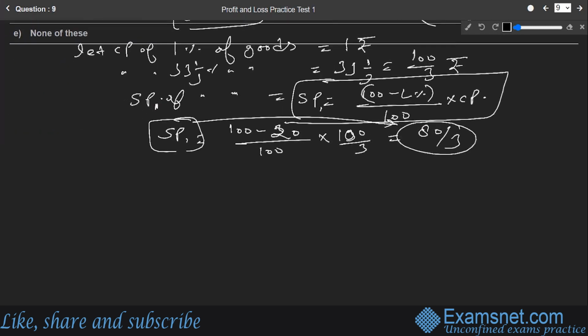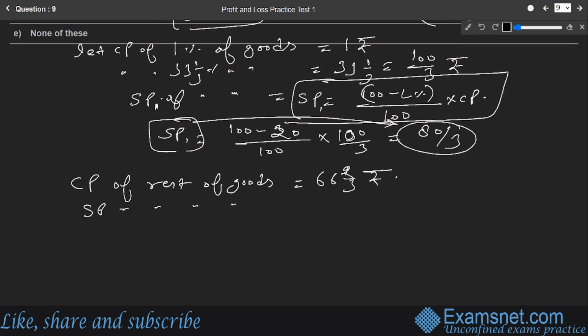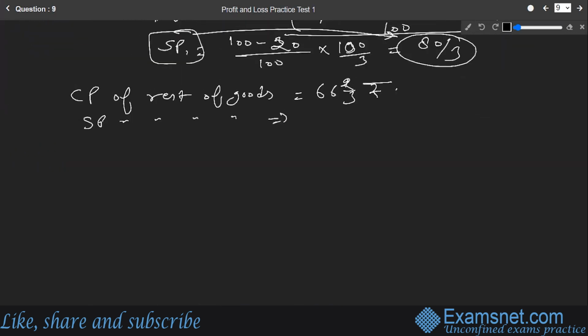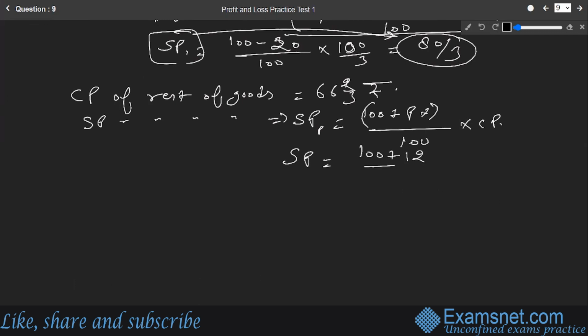Let us go further. Now, what is the cost price of the rest of the goods? See, 33 1/3% has been taken away already, so how much would have been left is simply 100 minus 33 1/3, that is 66 2/3. So this is the cost price of the rest of the goods. What is the selling price of the rest of the goods? As they mention, in the second deal there's a 12% profit. So the selling price when there is a profit is 100 plus profit percent divided by 100 into cost price, that is the formula. So the selling price in this situation would be 100 plus 12 divided by 100 into the cost price, and the cost price is nothing but 66 2/3, which is nothing but 200 by 3. In simple fraction it is 200 by 3.